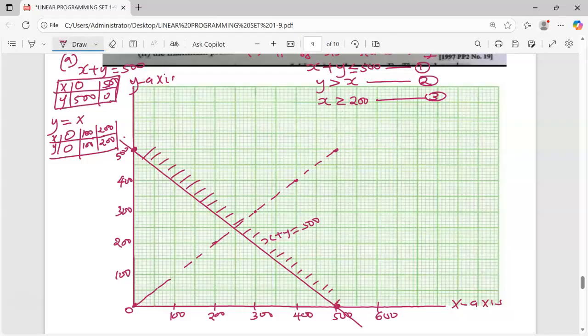After doing that, we again name this line as y equals x, or simply y is greater than x. What we need is actually above the line, and therefore we are going to shade below.